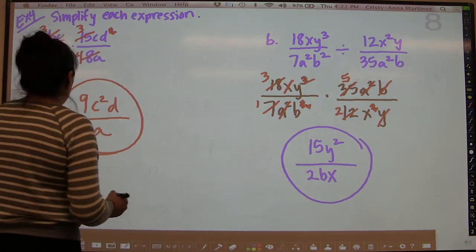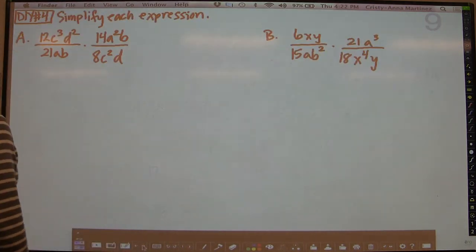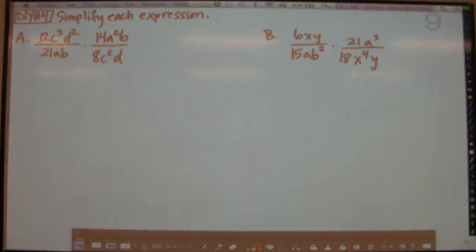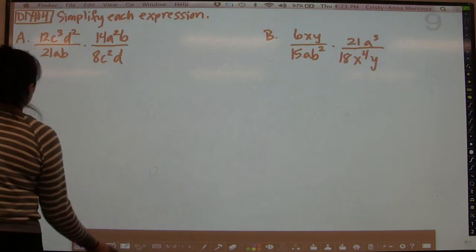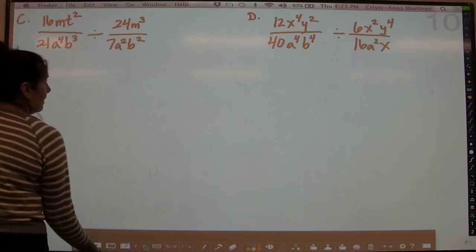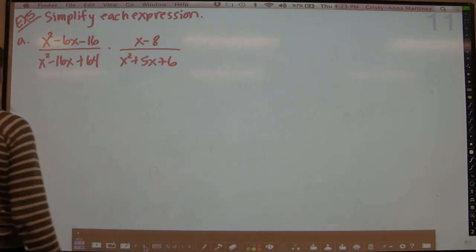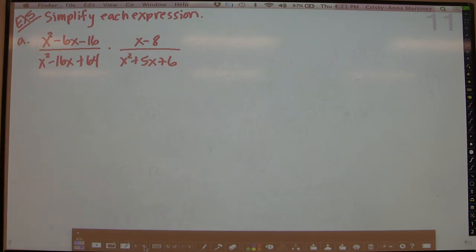Alrighty, so now you will try these two do-it-yourself questions, and then we will go on to example 5. So you can see that we're doing pretty much, oh, I'm so sorry, this is still part of the do-it-yourself. There's an A, B, and a C, D, and then we go on to example 5. And now what you can see is that our expressions have gotten a little more complex. The previous expressions were all just multiplication, division. Now you've got addition, subtraction going on.